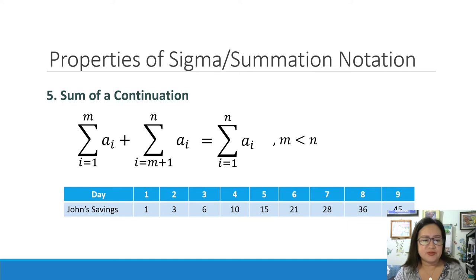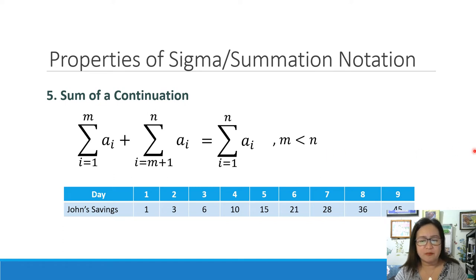Now let's proceed to the fifth property of sigma notation, where we have the sum of a continuation. In symbols, we will have the summation of A sub I, where I starts from 1 up to m, plus the summation of A sub I, where I starts from m plus 1 up to n. That can be simplified as the summation of A sub I, where I starts from 1 up to n. That is if m is less than n.